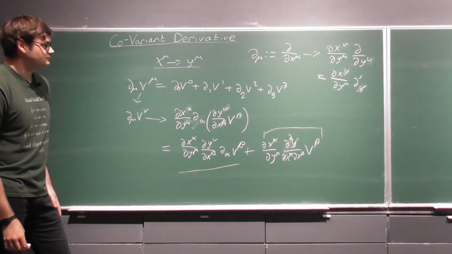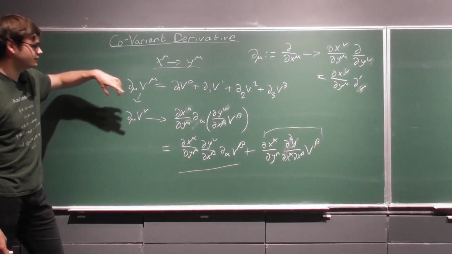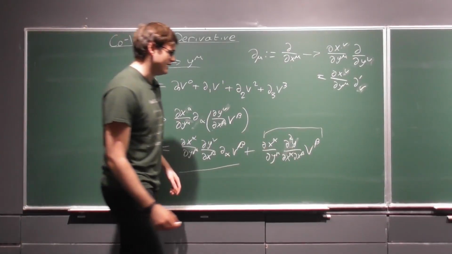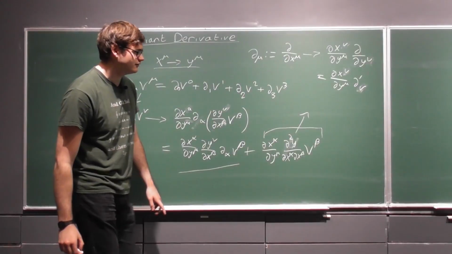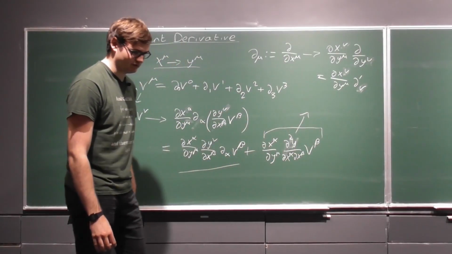So this isn't really something that people encounter when looking at something like special relativity. And the reason for that, I want to just outline, is if you look at this, it's a second derivative of the coordinate transformation. So we change from x to y, and we have a second derivative.